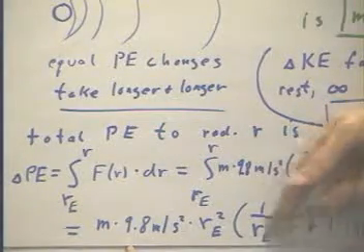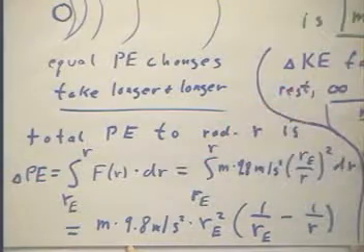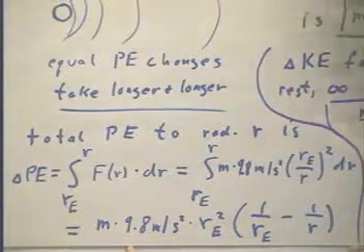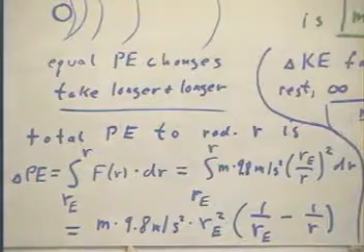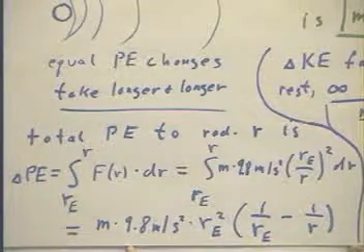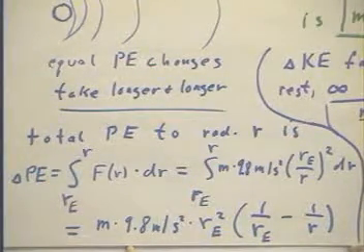And calculus is just a series of tricks that allow us to see what the sum would be if we summed it over infinitely small intervals. This is then our potential energy change from the radius of the Earth to radius r.